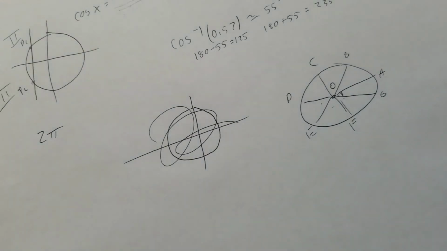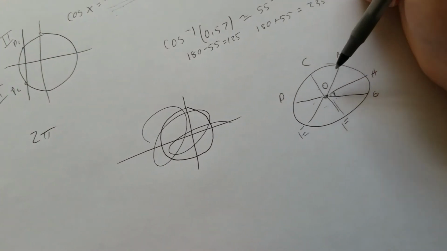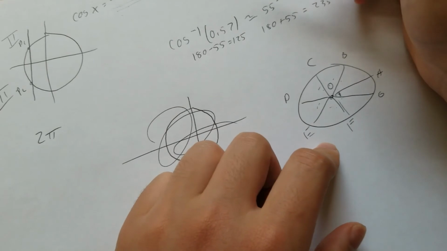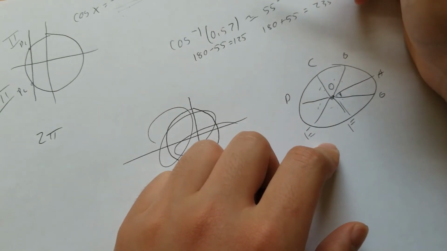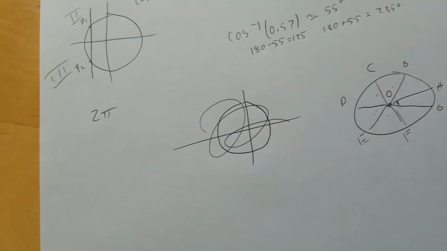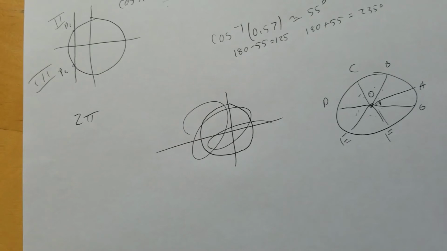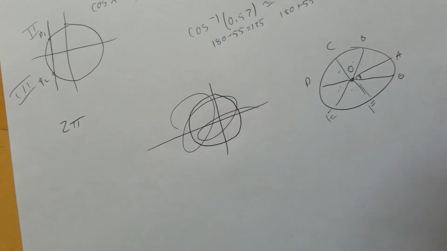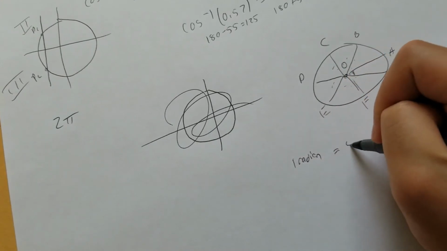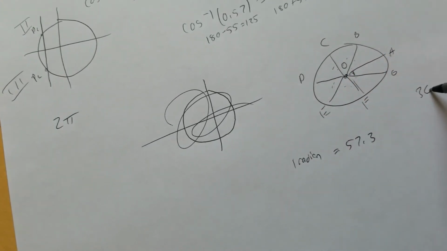The 6 larger angles are each 1 radian. So 1, 2, 3, 4, 5, 6. That's 1 radian each. Since there are approximately 6.28 radians in a circle, the conversion factor is that 6.28 radians is approximately 360 degrees. So 1 radian is 57.3, which comes from 360 divided by 6.28.